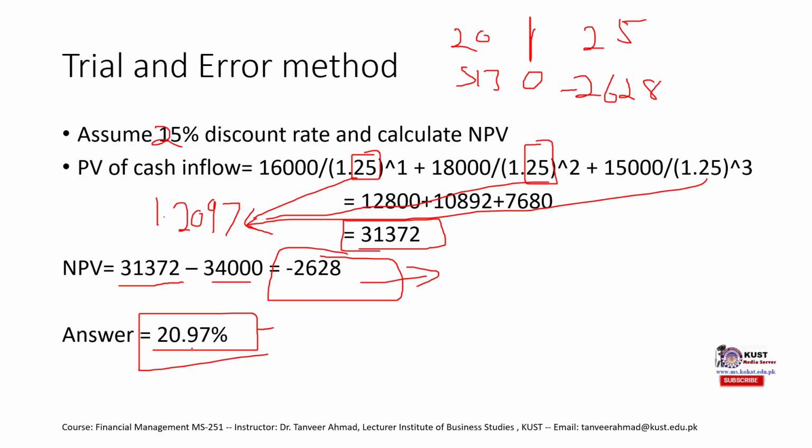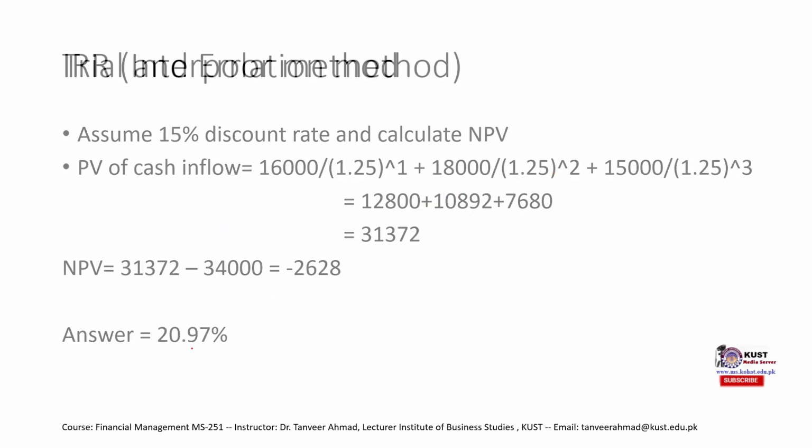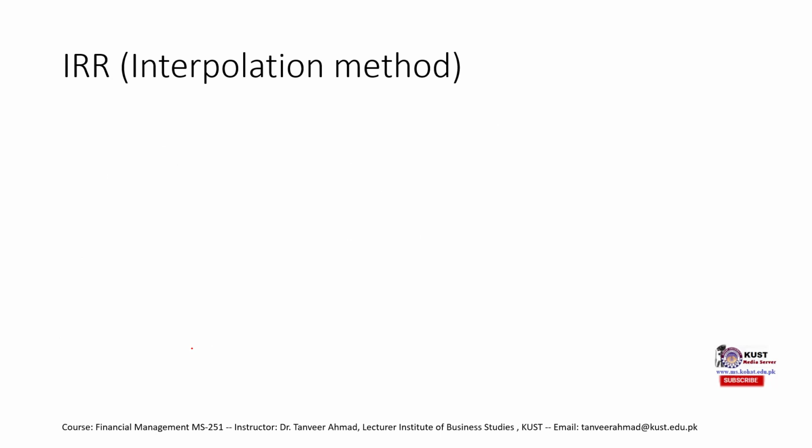Now you have obviously understood that it is difficult to use trial and error method, in a sense that we have to use different discount rates. So rather than using trial and error method, there is another method that we can use to find IRR, and it is called interpolation. What we do in interpolation is we find two NPVs, two discount rates, and then we estimate the IRR.